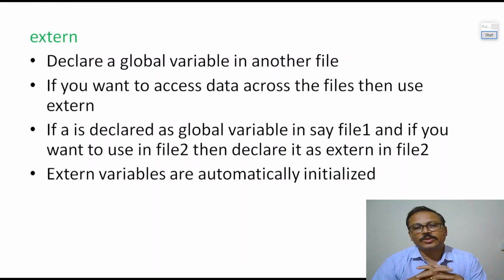If A is declared as a global variable in file 1, and you want to use it in file 2, then declare it as extern in file 2. Note that you have to declare it as extern in file 2, wherever you want to access it. But somewhere within some other file, it should be declared outside any function, indicating that it is a global variable. Extern variables are automatically initialized. We'll consider the programming examples for all this.